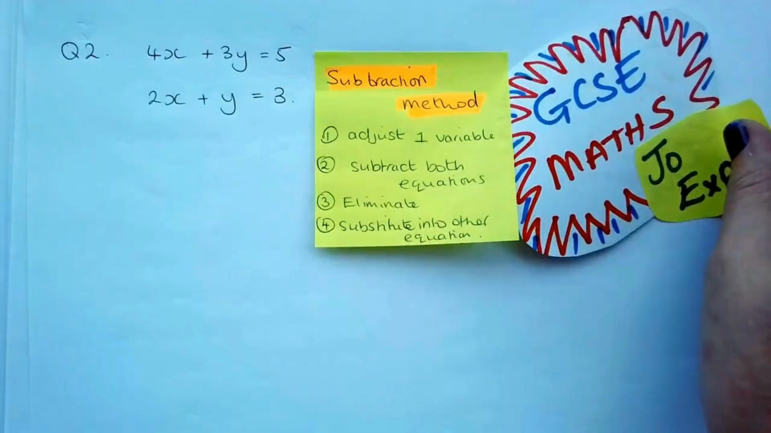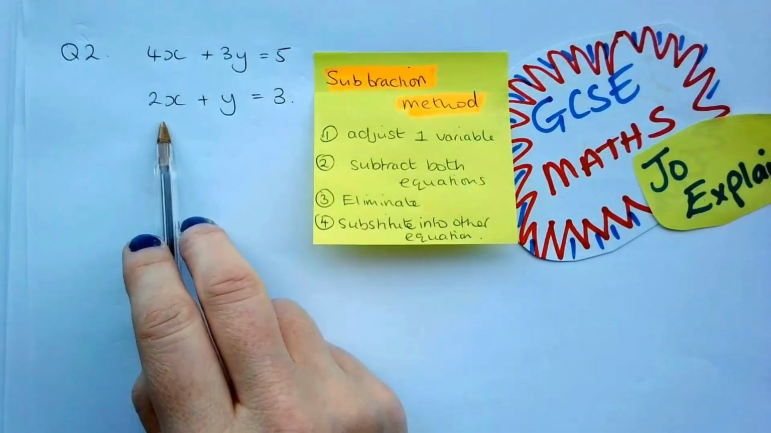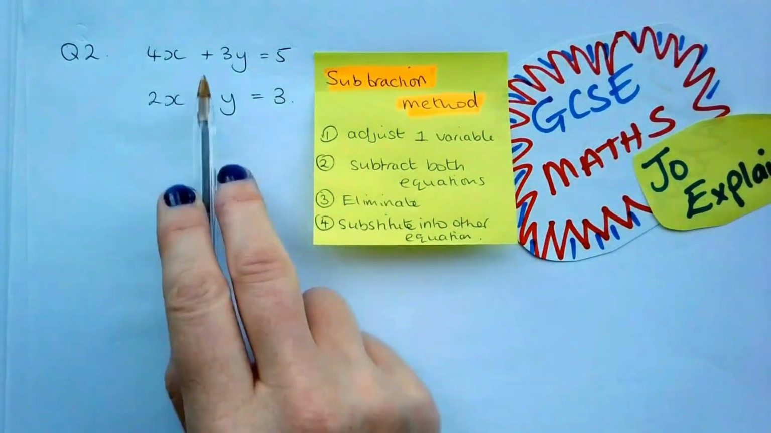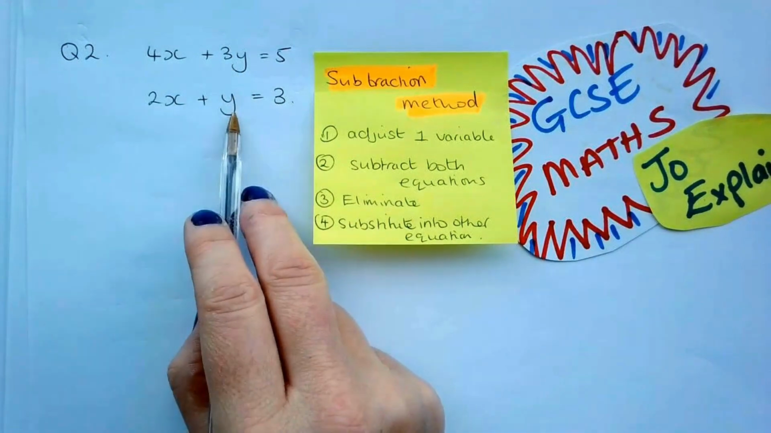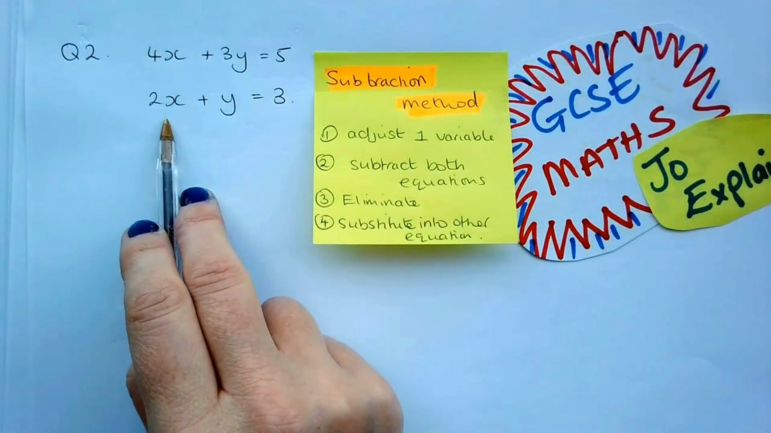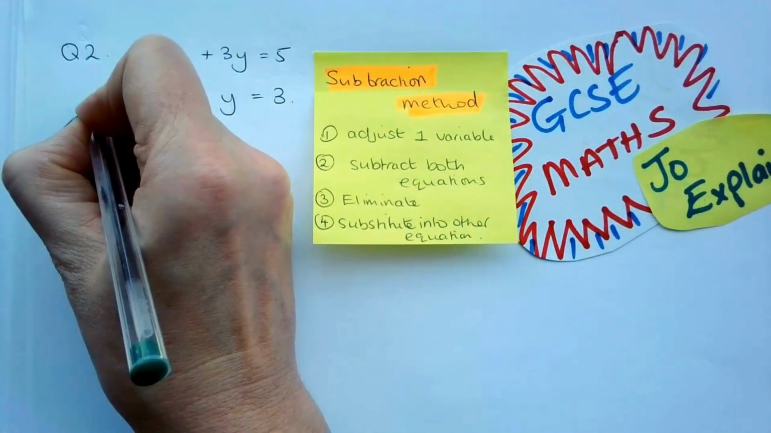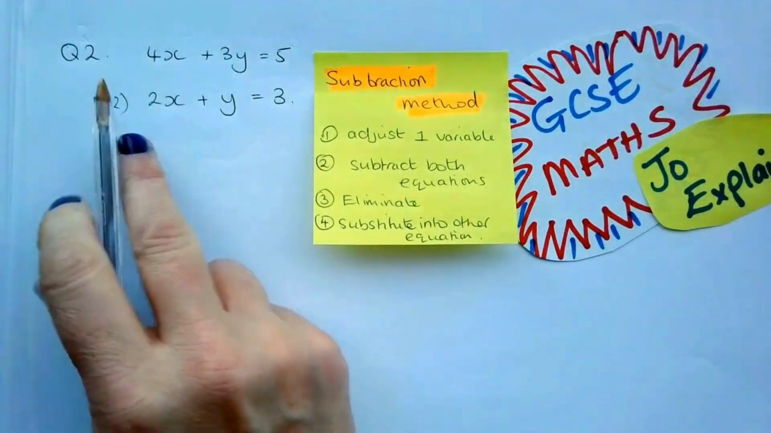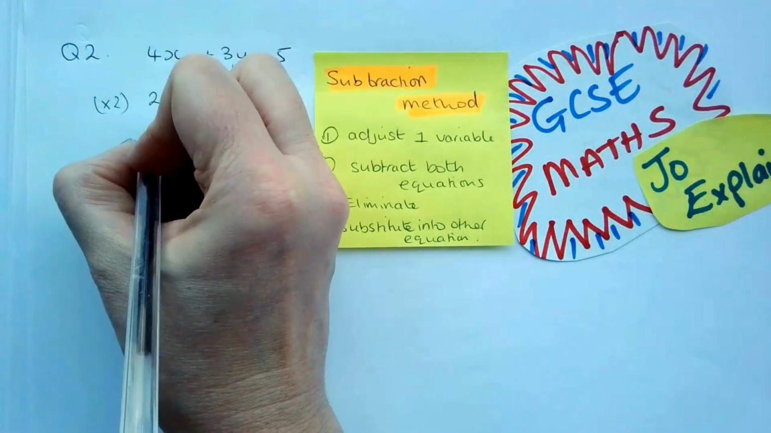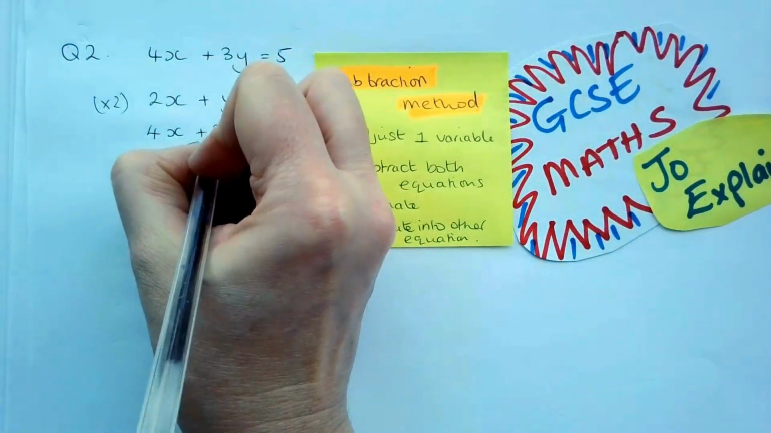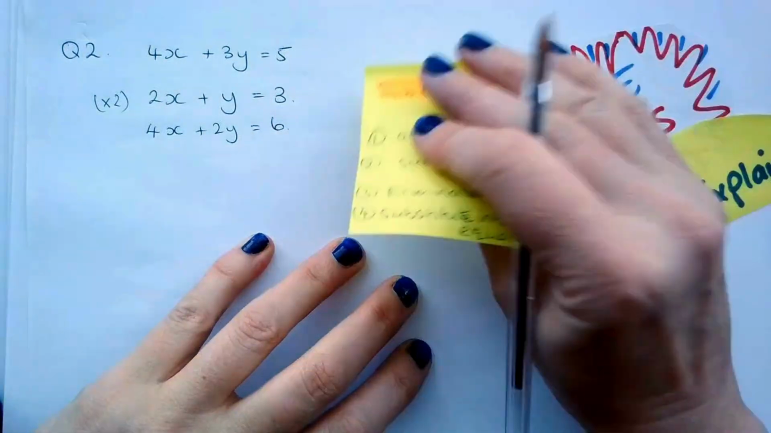So, okay, let's have a look at this one now. So here, we can't subtract straight away because that won't eliminate one of the variables, because they've both got to be the same size. So we've got 3y's, 1y, 4x's, 2x's. I'm going to choose to make the x's the same. So what I'm going to do is double, which is times by 2, the whole of this equation here. So if I double it, that gives me 4x plus 2y equals 6. So what I've just done is made it twice the size.